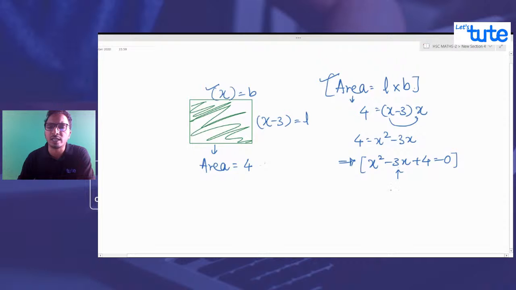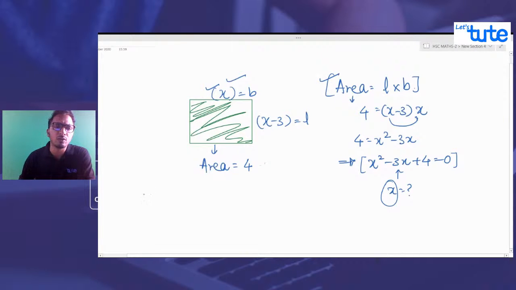And when we solve this, we get the value of x. Okay. And once we get the value of x, we will come to know the dimensions of the garden, the length and the breadth. Correct. So these are the basic things we need to know.